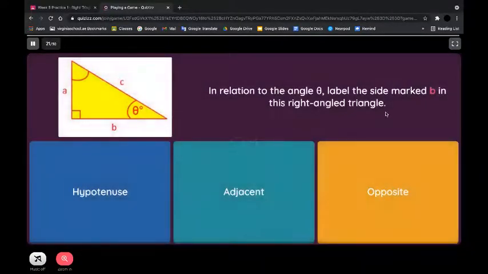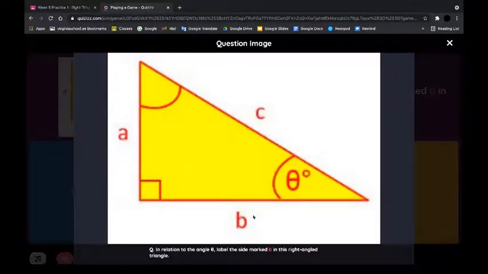In relation to the angle theta, label the side marked B in this right angle triangle. So B is over here, this is our angle theta, and the answer is that it has a relation of adjacent because B is the adjacent side to angle theta.